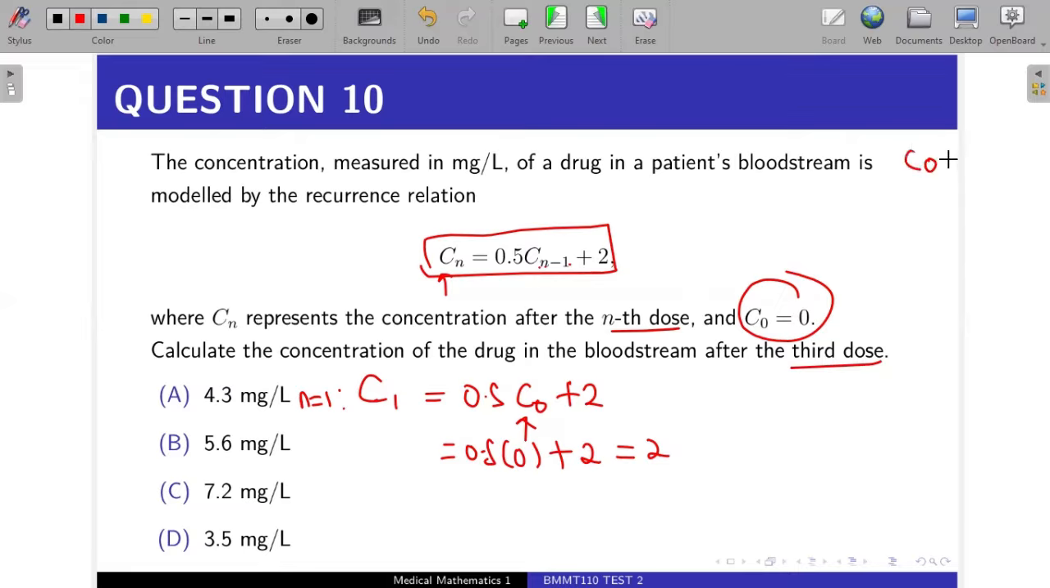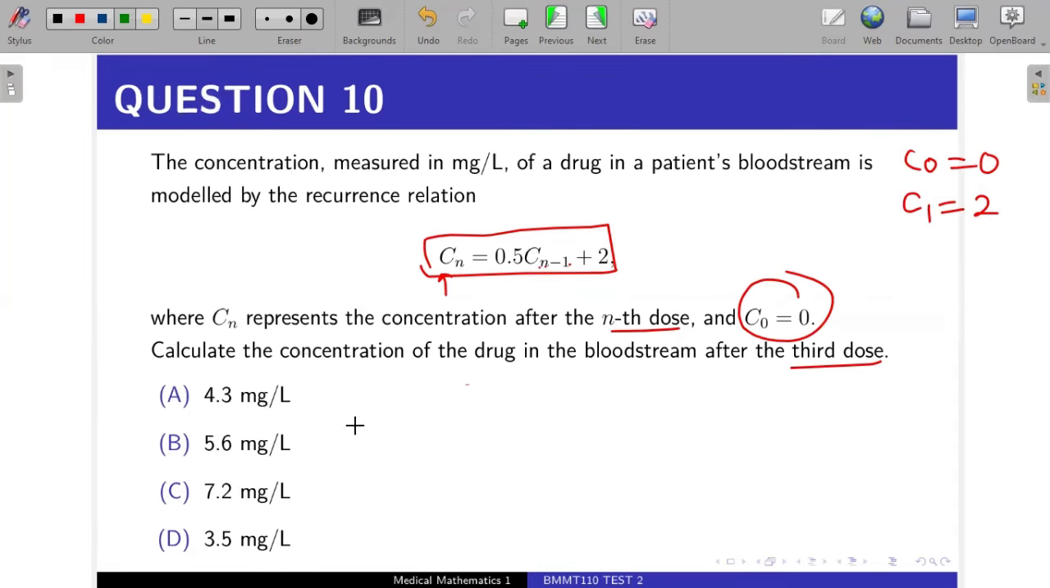So C0 is 0, and C1 I found is 2. That's the concentration of the 1st dose. Then if n is 2, that will be the 2nd dose. So C2 will be equal to 0.5 multiplied by C1, plus 2. This will be 0.5 multiplied by C1, which is 2, plus 2. So what is this going to give me?